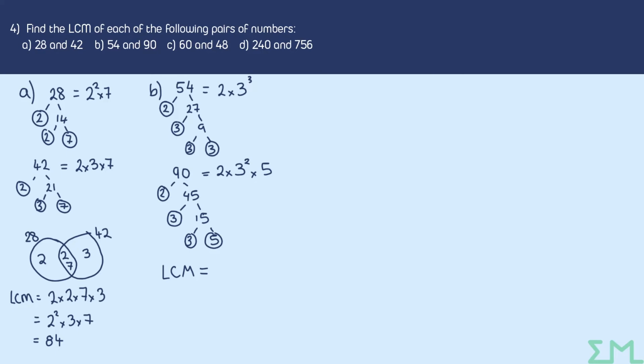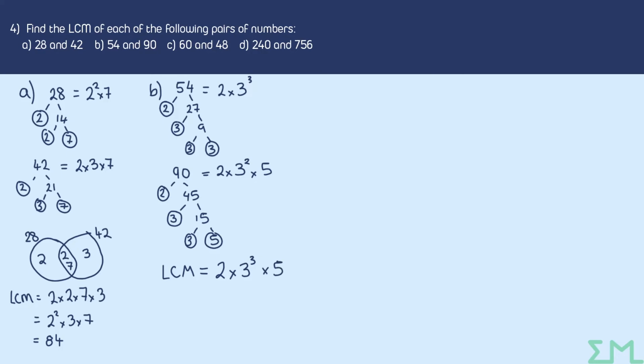So we start with 2. We look at the 2's. These are both 2 to the 1, so we just take a 2 to the 1. Then we look at the 3's. There's 3 squared and there's 3 cubed. We take 3 cubed because we take the highest power. Then there's 5's. This one's 5 to the 1, and there is no 5 in 54's prime factorization. That's because it's 5 to the 0. 5 to the 1 is the higher power, so we take a 5.